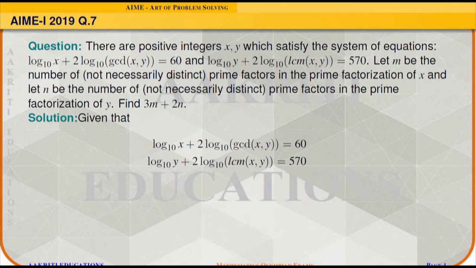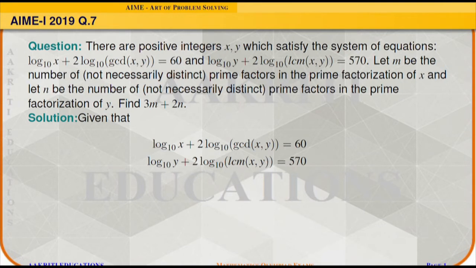Let m be the number of not necessarily distinct prime factors in the prime factorization of x and let n be the number of not necessarily distinct prime factors in the prime factorization of y. Then we need to find the value of 3m plus 2n.